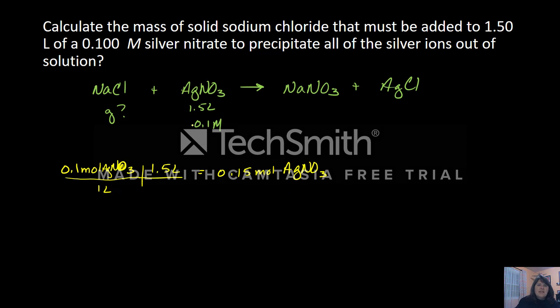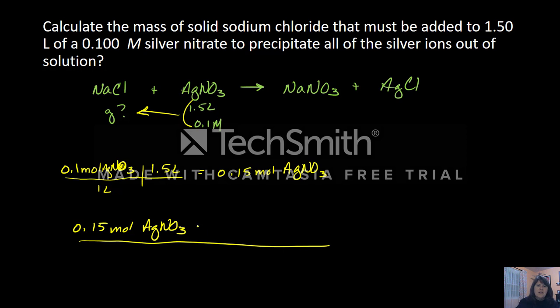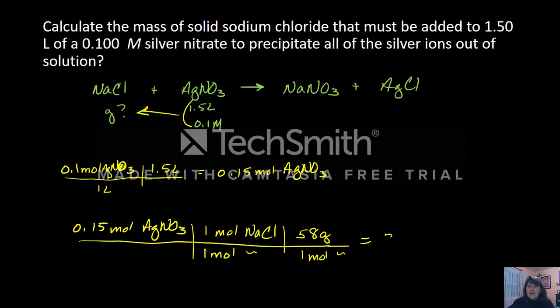If I have moles of this, I can now get directly to grams by going through the mole to mole ratio. So 0.15 moles of silver nitrate, and for every 1 mole of silver nitrate, I need 1 mole of sodium chloride. And for every 1 mole of sodium chloride, it's 58 grams. Yes, I'm ignoring the tenths place just to make things move a little more smoothly. And paying attention to sig figs, we have 8.7 grams of sodium chloride.